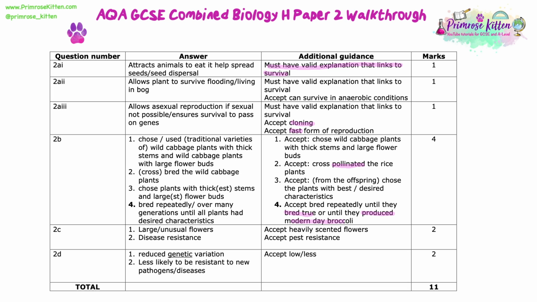And the 4 marks for the selective breeding, you can say cross-pollinate instead of breed, or to kind of make them together. You can say that you would breed repeatedly until they bred true or until they produced modern-day broccoli for the last point. That's also fine. We talked about, so for large unusual flowers and disease resistance, there are 2 things. You can also say pest resistance. You can say heavily scented flowers instead of large or unusual flowers, because we like to grow flowers that smell nice. And then you can say reduced genetic variation, or you can say low or less.